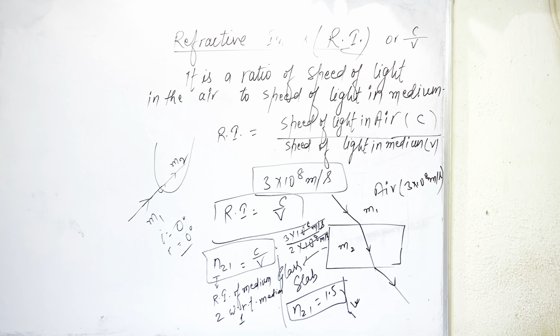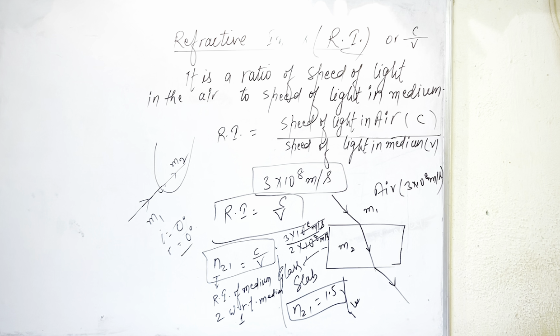Now, look here. What is the speed of light in air? That is equal to 3 into 10 to the power 8 meter per second. That is always known to all of you, though it may or may not be given in your question. Suppose the question asks you to find the refractive index of the glass slab; the glass slab is considered medium 2, and this is called medium 1.